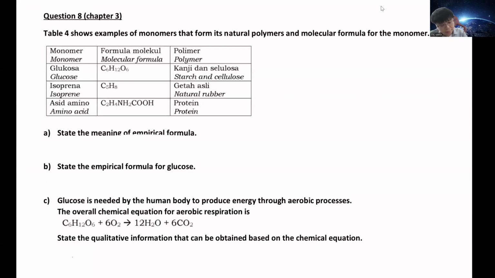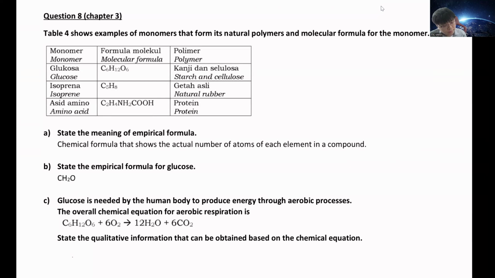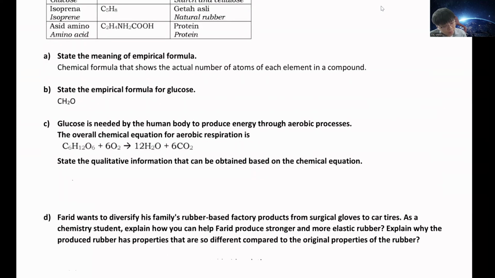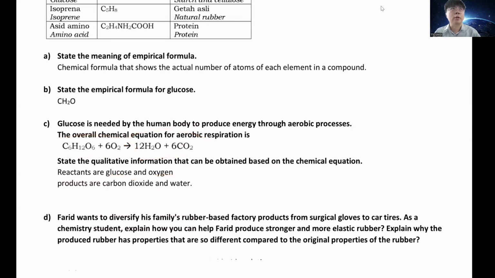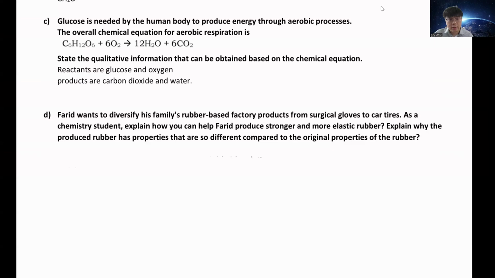This is another question, empirical formula. The empirical formula of glucose is the same. Qualitative, quantitative. Qualitative, so you just state that the reactants are glucose and oxygen. Then the products are carbon dioxide gas and water. No need to mention solid, liquid, gas, because in this equation there is no information, as they want you to state, based on this equation, what information you can get.